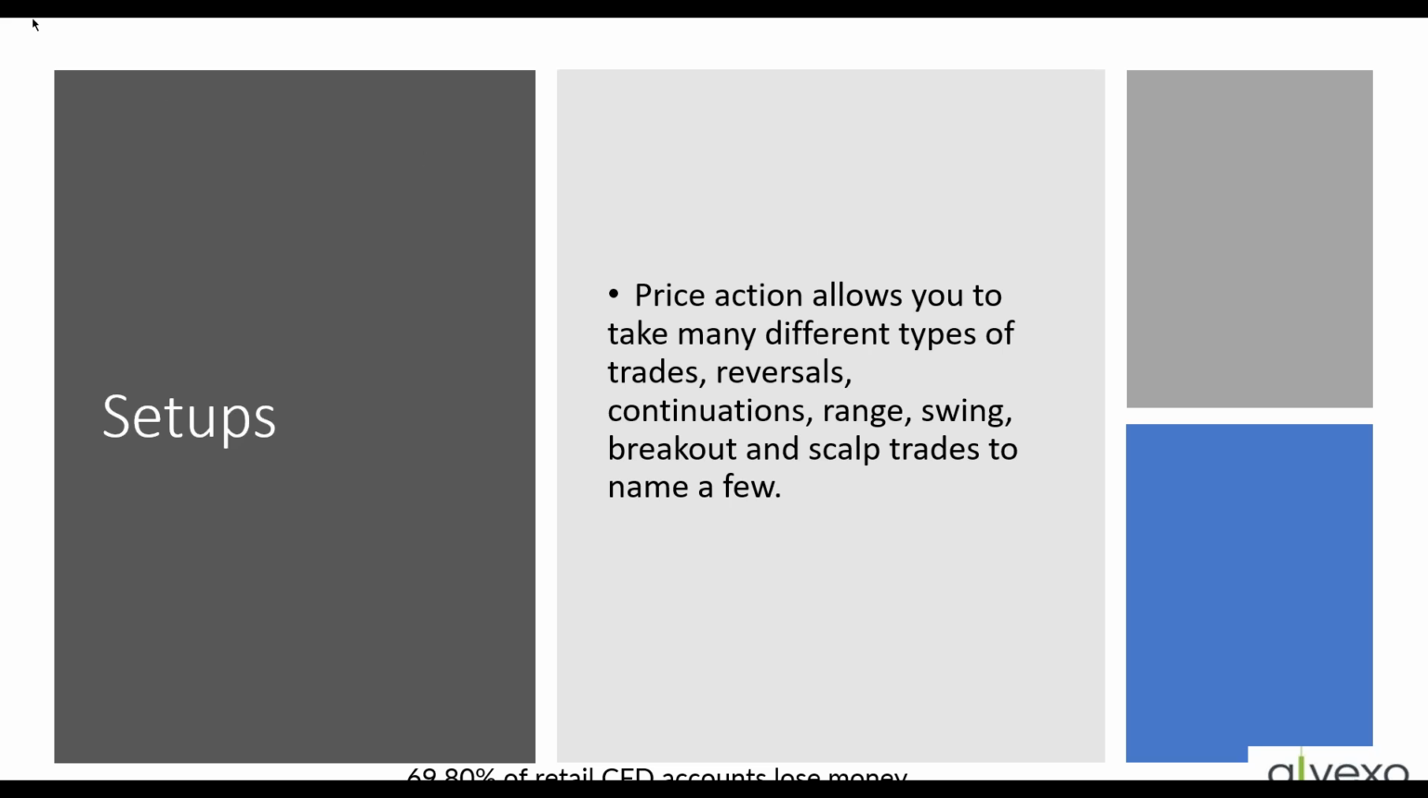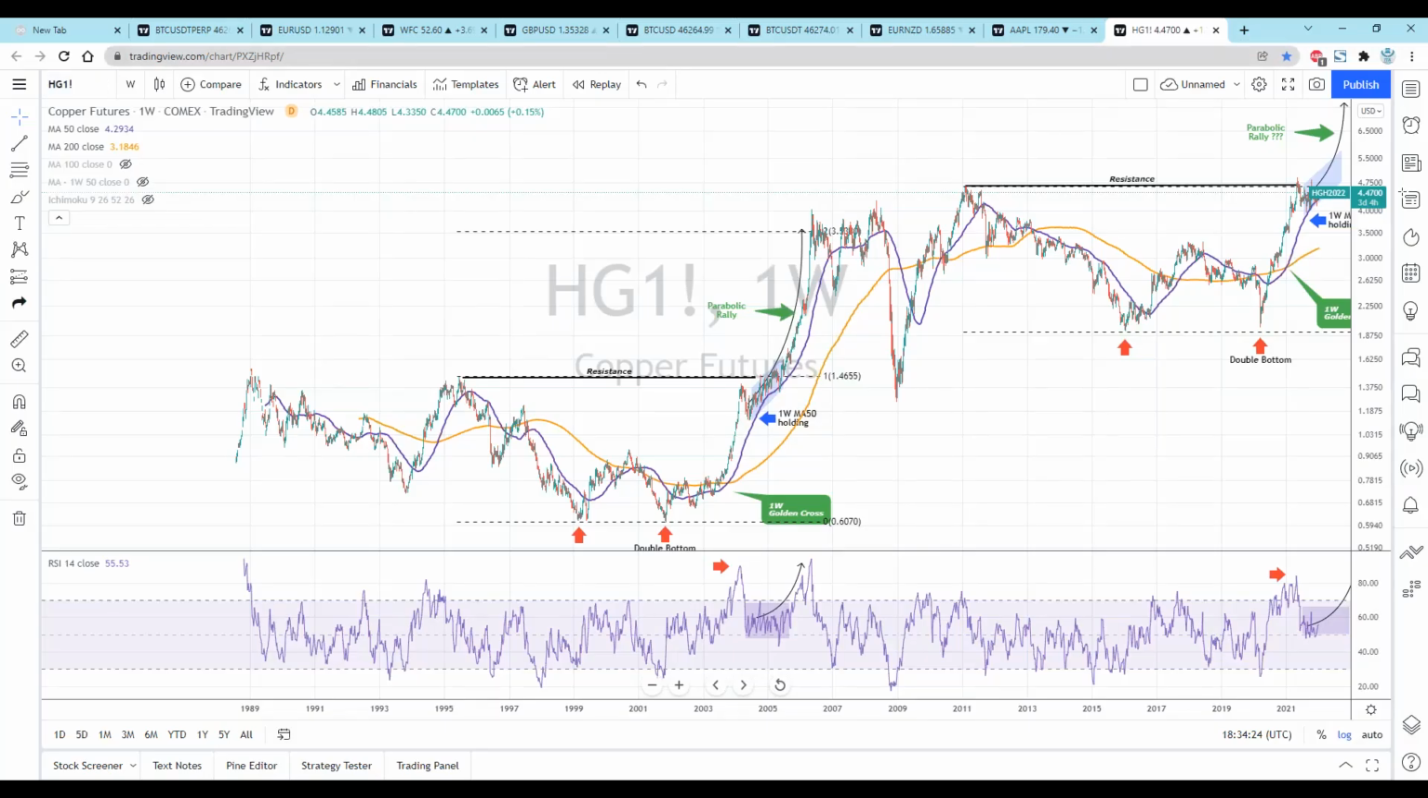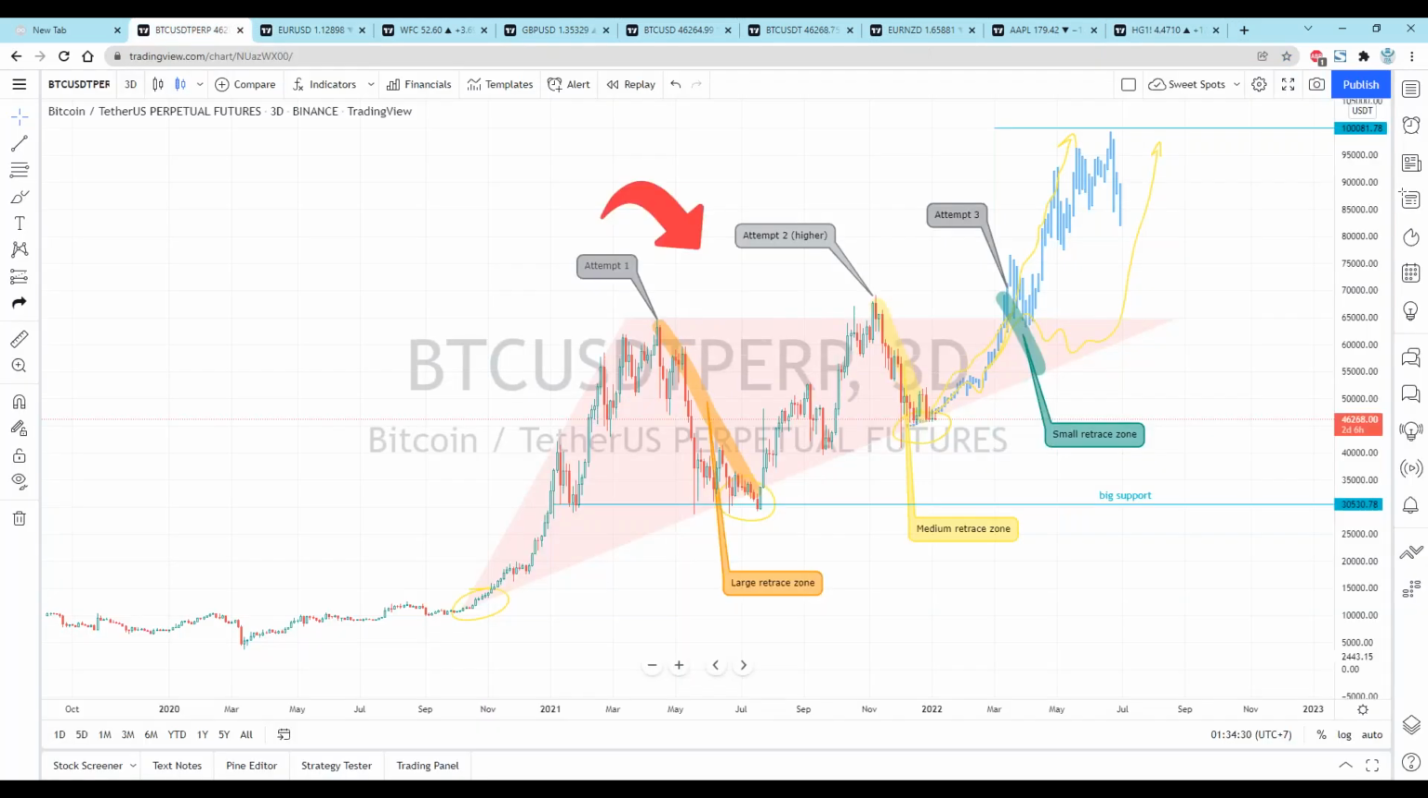So let's go back over to my chart for a sec. And see here, we're simply using a triangle pattern, and we can see the attempts. We have the retracement zones. We can see attempt one, the candle pushing up, the wick trying to break out of that triangle pattern, can't, and falls back down into the triangle pattern.